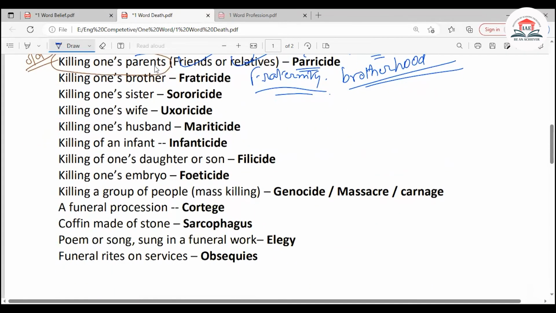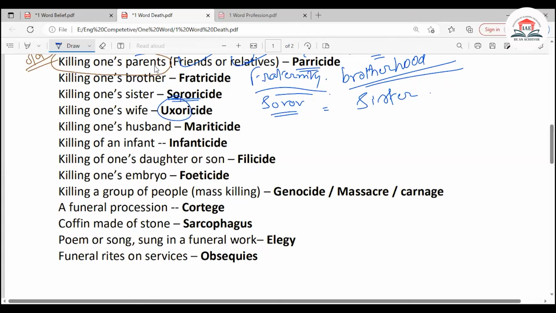Now, fratricide, right? Sororicide. The origin is S-O-R-O-R, soror. Soror is a Latin word that means sister, like frater is brother. So killing of one's sister is sororicide.